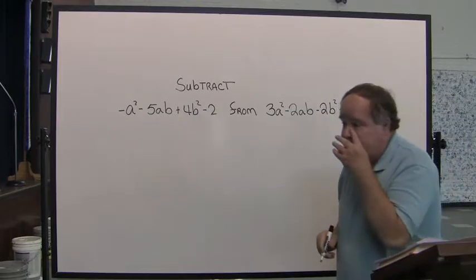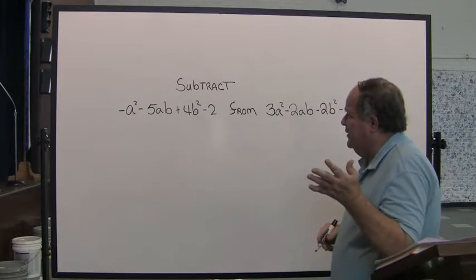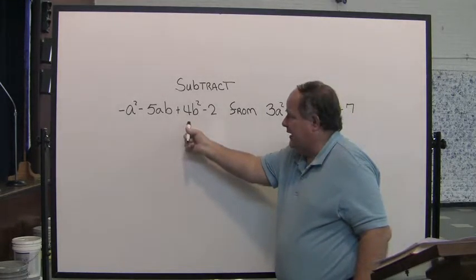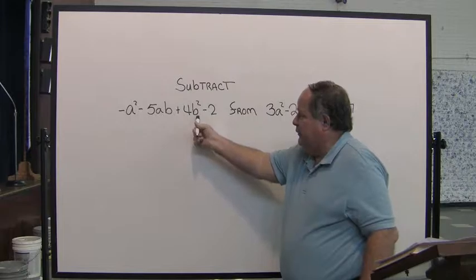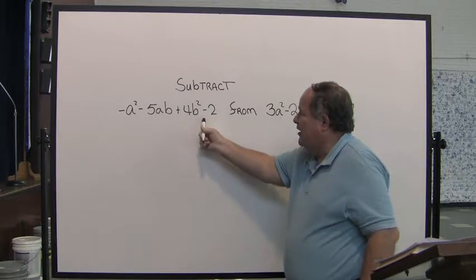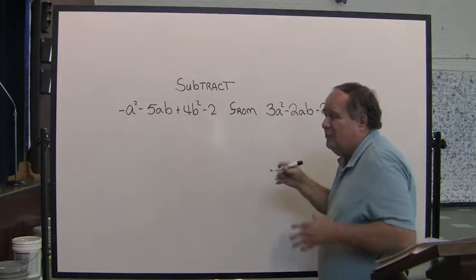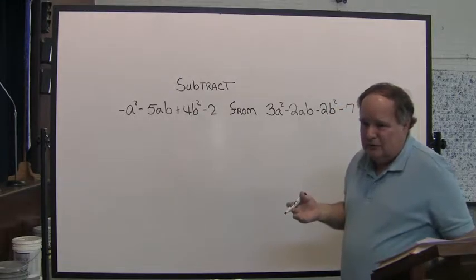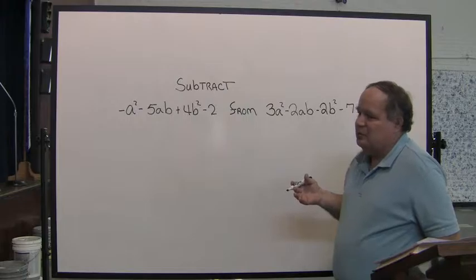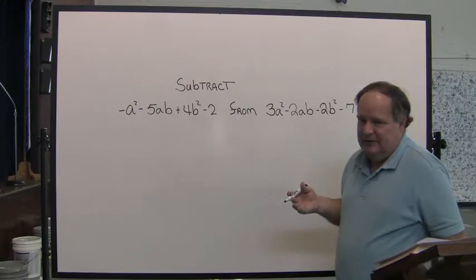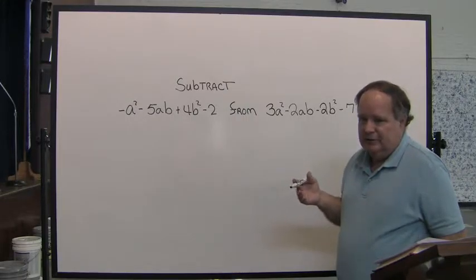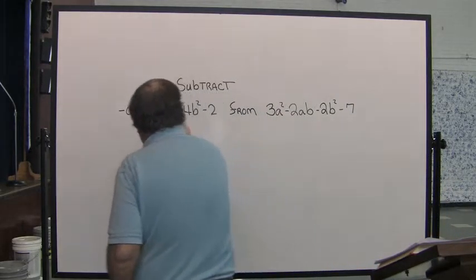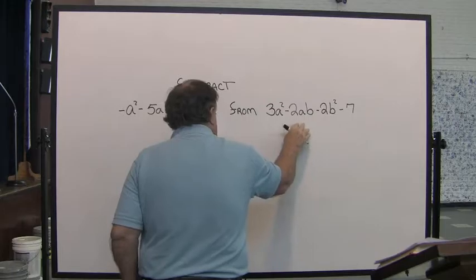Okay, so it says we're going to subtract. We've got to put on our thinking hats. We're going to subtract this term, subtract negative a squared minus 5ab plus 4b squared minus 2 from this one. So we're going to rearrange it. It's written here so that you will be confused. It's just like saying subtract 5 from 10. So you would take 10 and subtract 5. So I'm going to rewrite this in the form that it should be. I'm going to take this one and subtract it from this one.